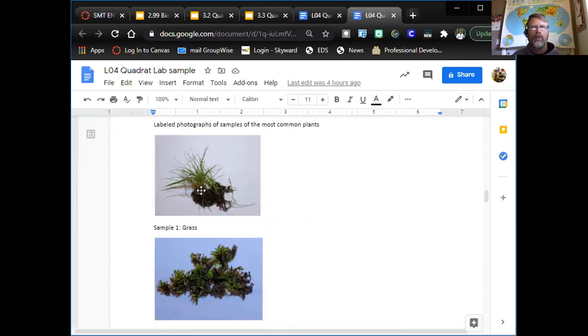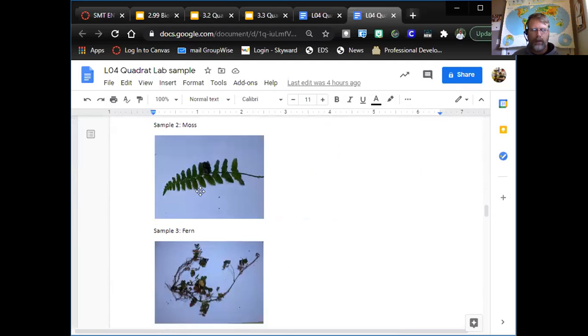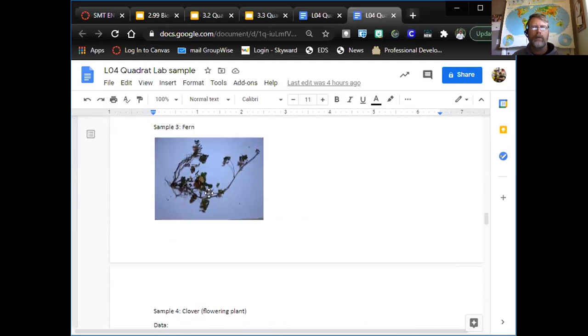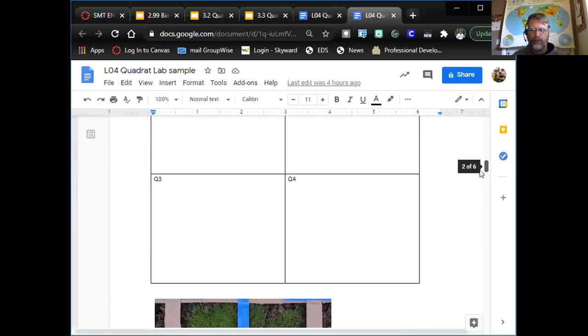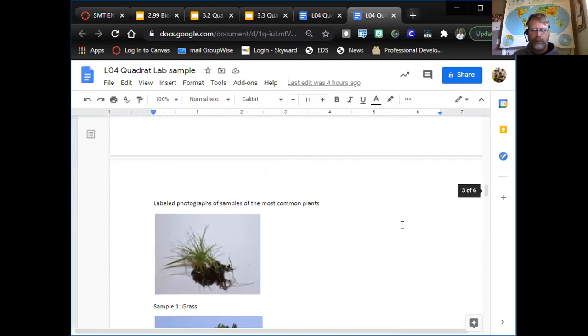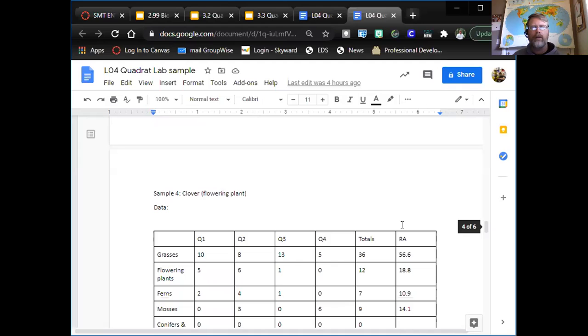So number 1, I have grass. Number 2, I have moss. 3, I have ferns. 4, I have clover, which is an example of a flowering plant. If you look at my picture, you'll also see a little bit of a dandelion there. I only saw 1 dandelion, so I wouldn't call that common.